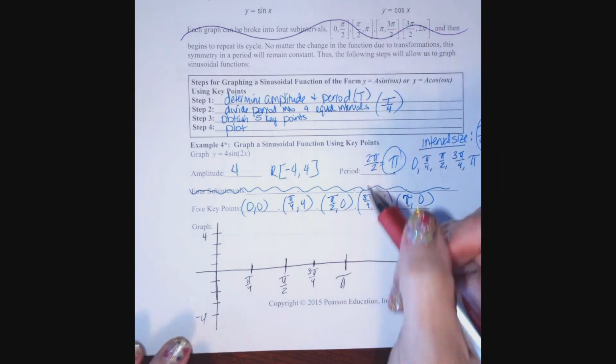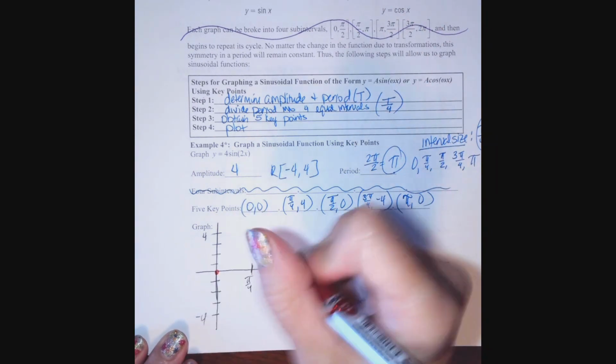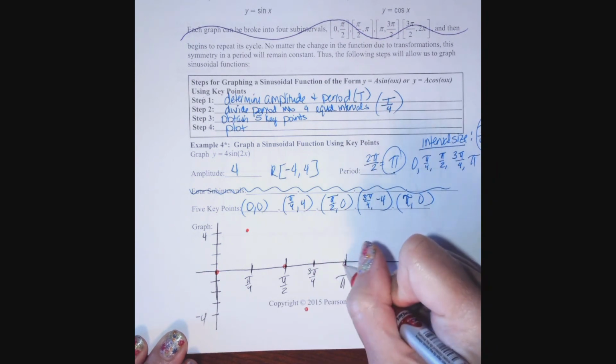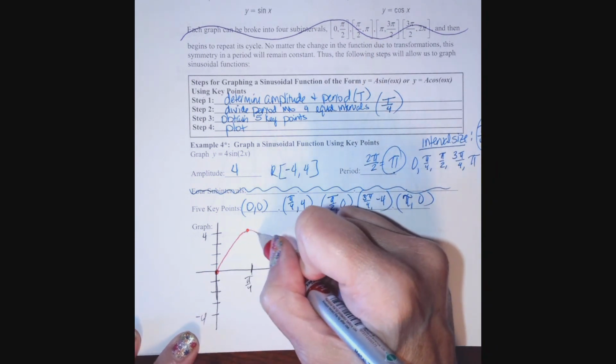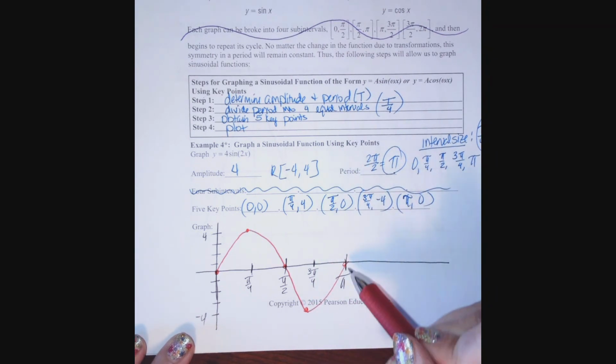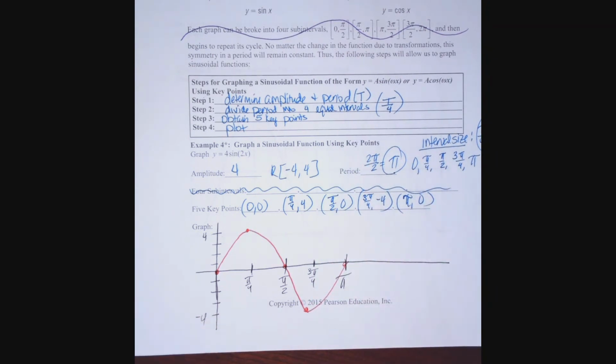And then I graph. Sine starts at center, and then it goes to peak, back to center, down to trough, back to center, and there is 1 cycle of my graph. If I wanted to, I could just keep going for another cycle if I were asked for a second cycle, or I could go back to the left and do a cycle that way.